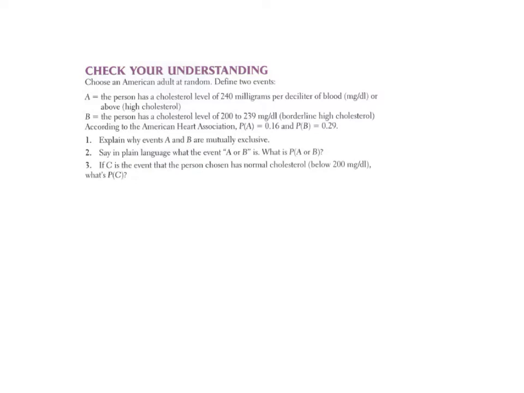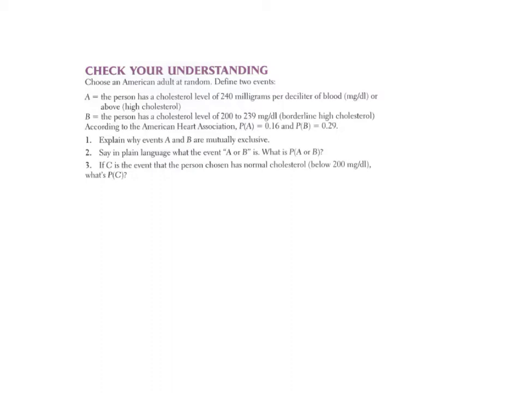Okay, let's look at some more examples here real quick. Choose an American adult at random to define two events. A, the person has a cholesterol level of 240 milligrams per deciliter of blood or above. B, the person has a cholesterol level of 200 to 239 milligrams per deciliter, borderline high cholesterol, according to the American Heart Association. The probability of event A happening is 0.16, and the probability of event B happening is 0.29. Explain why events A and B are mutually exclusive.